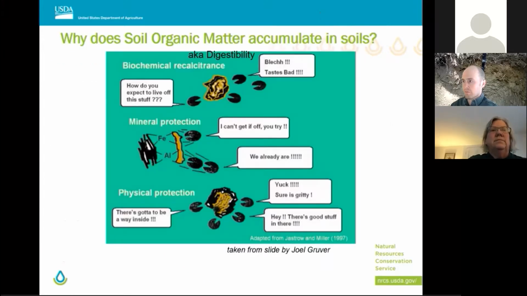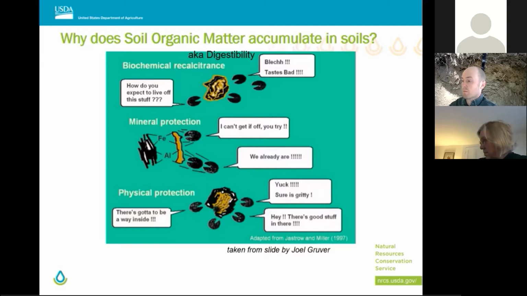Why does soil organic matter accumulate in soils? There's a few reasons for this. Recalcitrance, also known as digestibility, has much to do with carbon to nitrogen ratios and lignin content of organic matter. Soil microbes are more efficient at digesting soil organic matter that is closer to their own carbon to nitrogen ratio. This is why a piece of wood with a high carbon to nitrogen ratio takes much longer to decompose than something like a banana peel with a lower carbon to nitrogen ratio. Recalcitrance is also a reason why adding nitrogen fertilizers to soils accelerates soil organic matter decomposition.